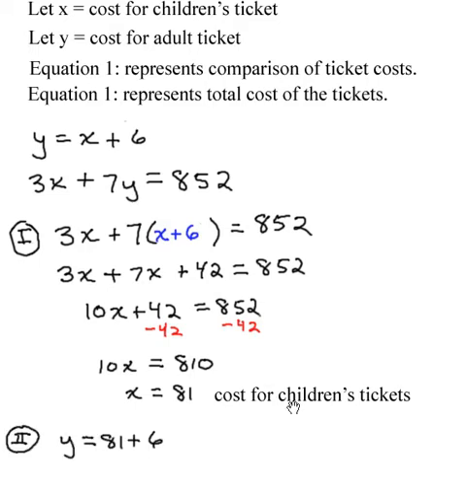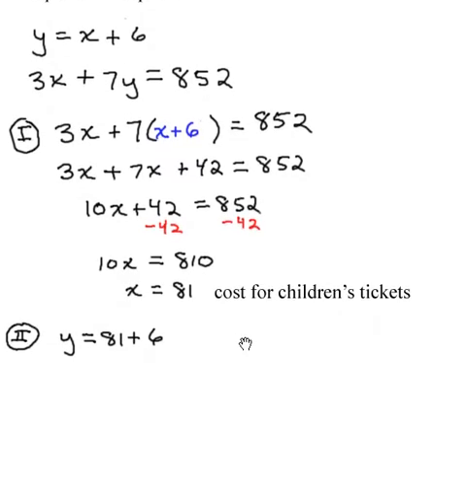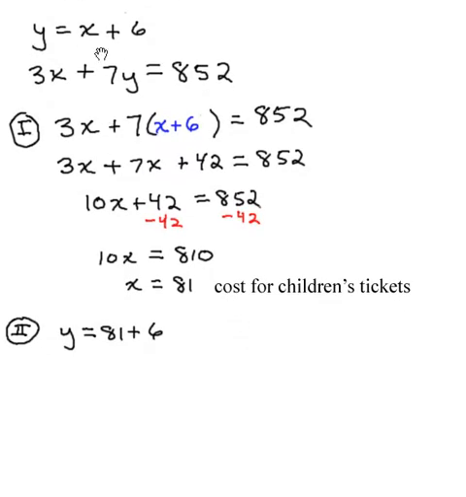Again, we're going to do substitution, and I would suggest we take this first equation, Y equals X plus 6, and replace X with the $81 cost that we found. 81 plus 6 is 87, and that is the cost of the adult tickets. So the children's tickets were $81, adults' tickets were $87.